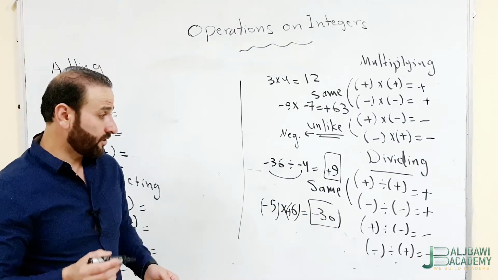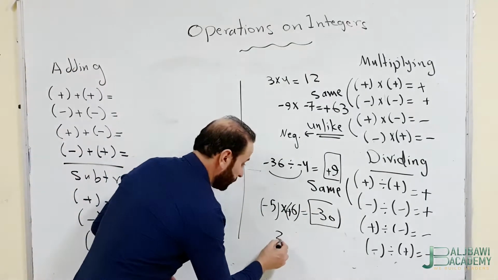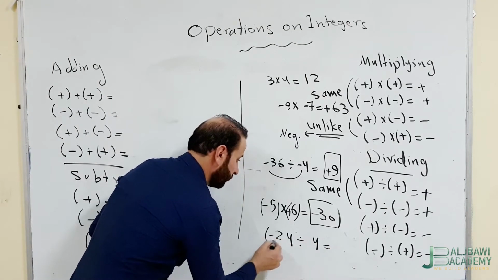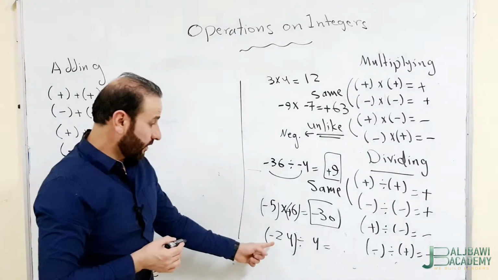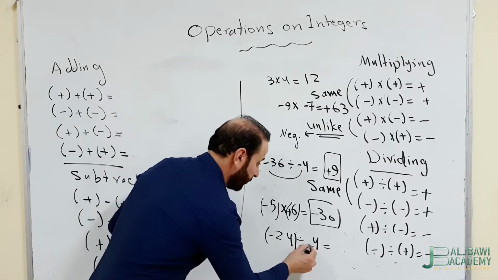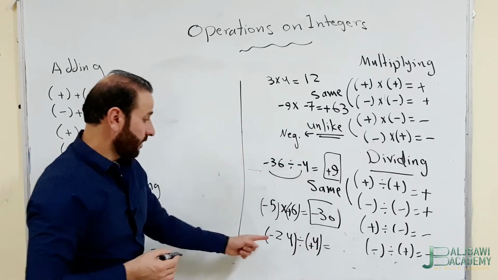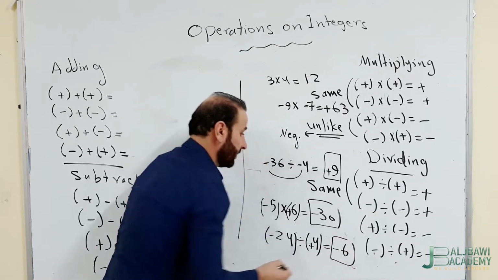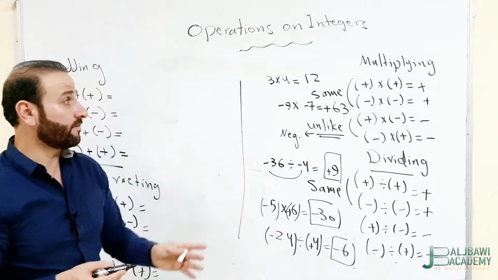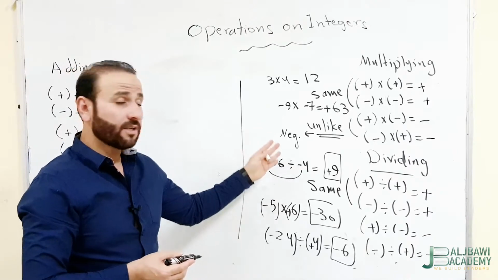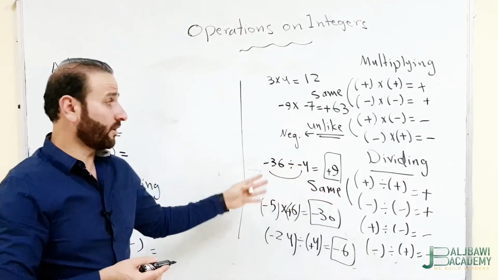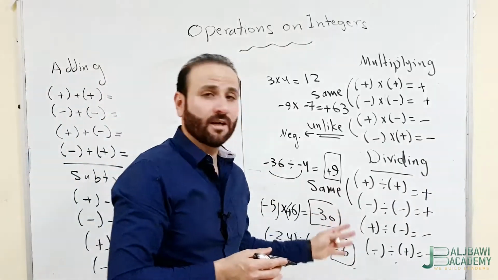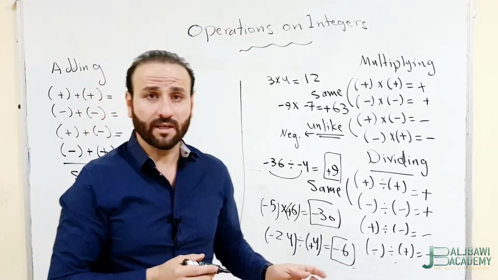As for division, it is the same. We can say negative 24 divided by 4. We have different signs. Here we can put positive 4. So the answer will be 6, but it is negative 6 because of different signs. So for multiplication and division, if we have the same sign, the product or the quotient will be positive. If we have different signs, then the product or the quotient will be negative.